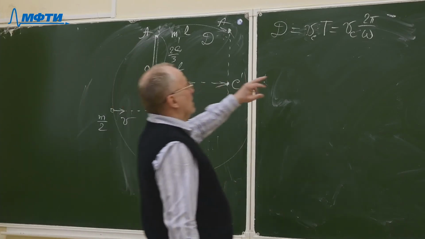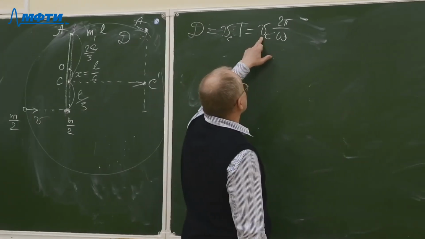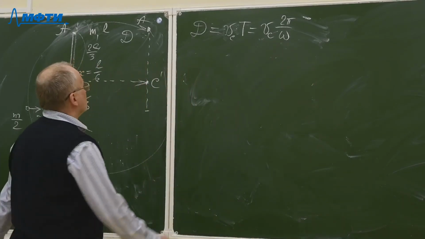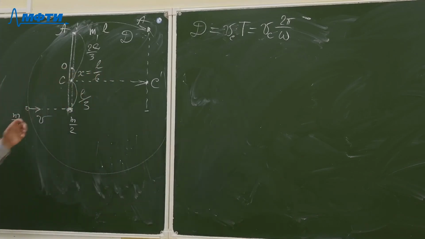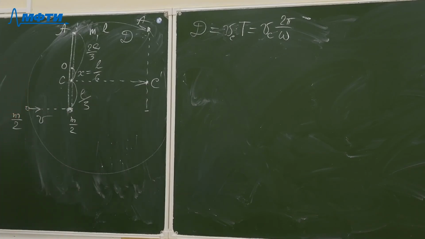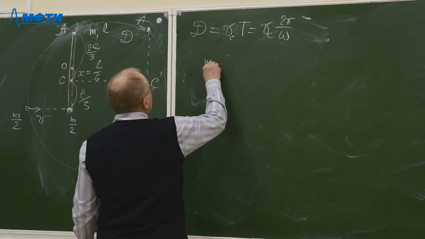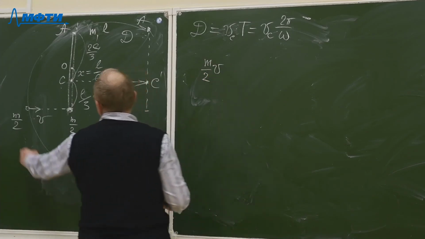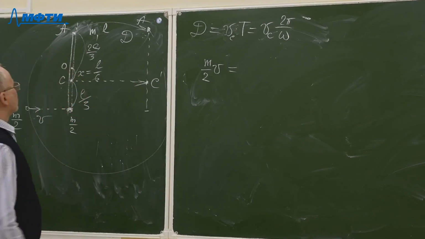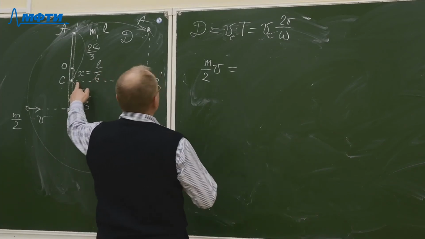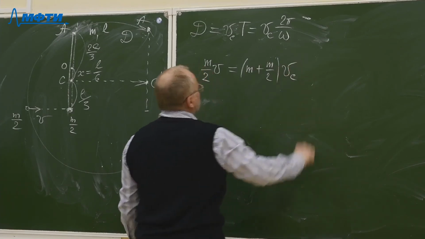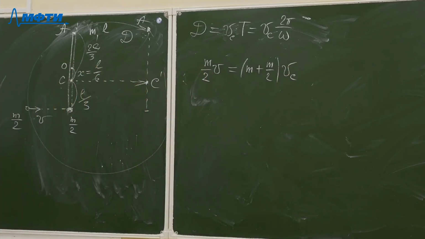How to find the velocity of the center of mass? There are two things we need to find, the center of mass velocity and the angular velocity of rotation. How to find the center of mass velocity? We must use the law of conservation of momentum, which means that the initial momentum, which is m/2 times the initial velocity, will equal the total momentum of the system after the inelastic collision. And the total momentum will be the total mass m plus m/2 times the velocity of the center of mass.